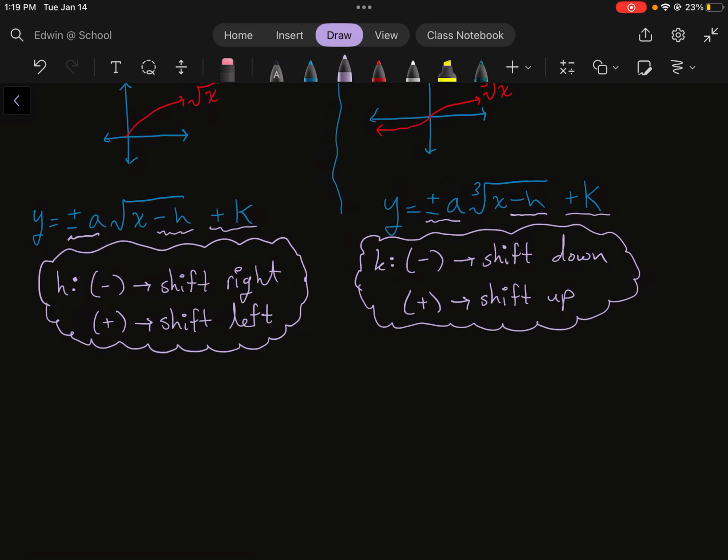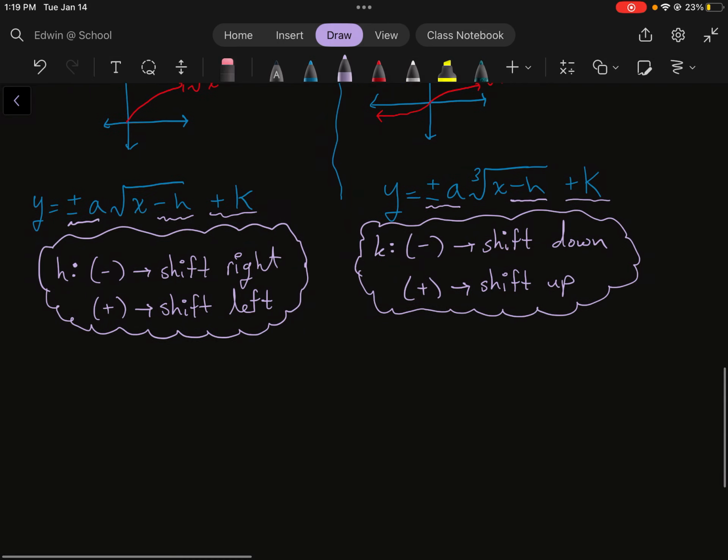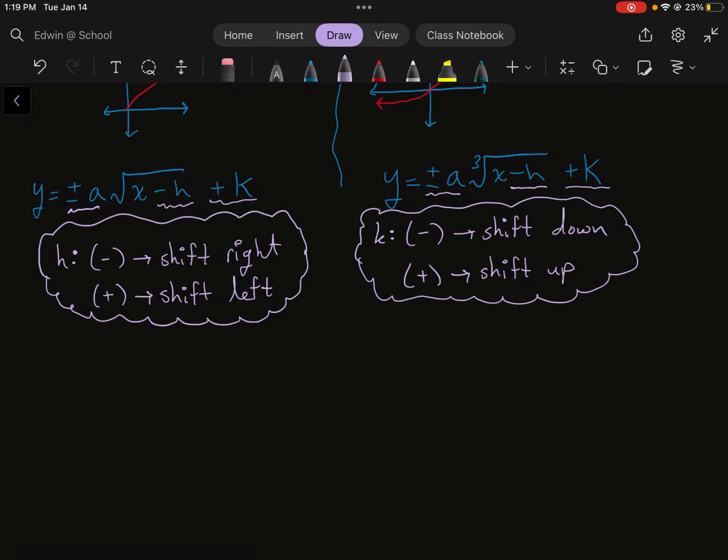Last thing, we have that a in the front with that plus or minus. So first of all, we're going to talk about what happens if a is a big number. And when I mention a, I just mean the number in the front. I don't care if it's positive or negative. All I'm talking about is the number. And the way that I'm going to denote that is with two vertical lines that refer to the absolute value of a. So for example, the absolute value of a is what I'm going to reference. And if that is bigger than 1, then that means it's going to vertically stretch.